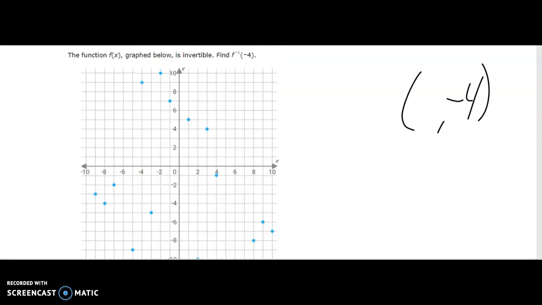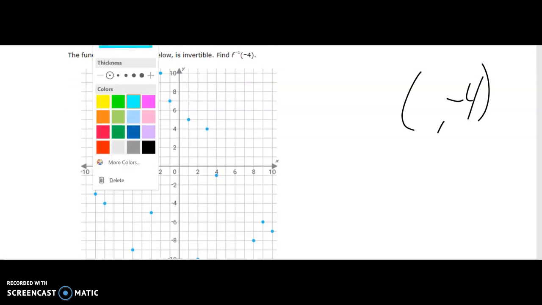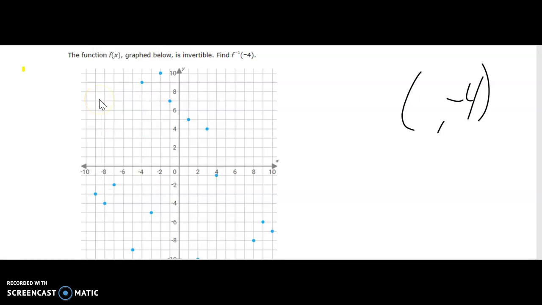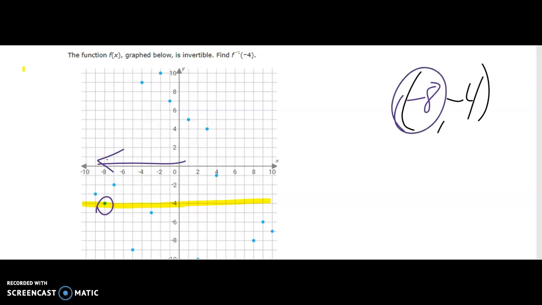-4 is the y, so I'm going to go down 4. I'm going to change colors since everything's blue. I'm going to go down 4. Where's the blue graph? Right here. How do we get there? We go over -8. -8 is the answer.